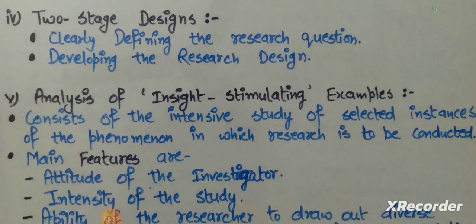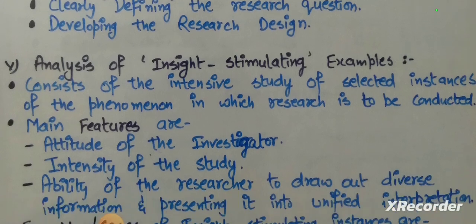The fourth technique is two-stage designs, which involves steps like clearly defining the research question and developing the research design. The two-stage approach is normally used where much about the problem is not known but should be known before effort and resources are committed. This is particularly useful when the research budget is inflexible.